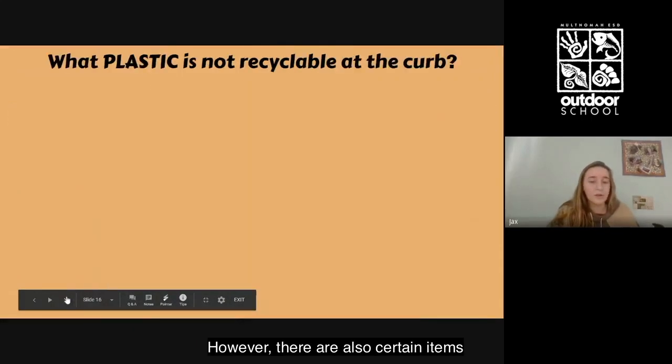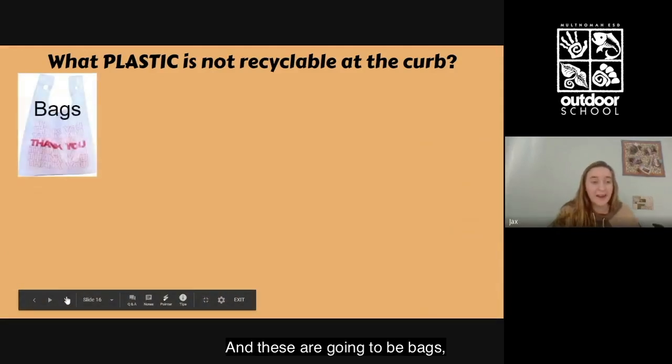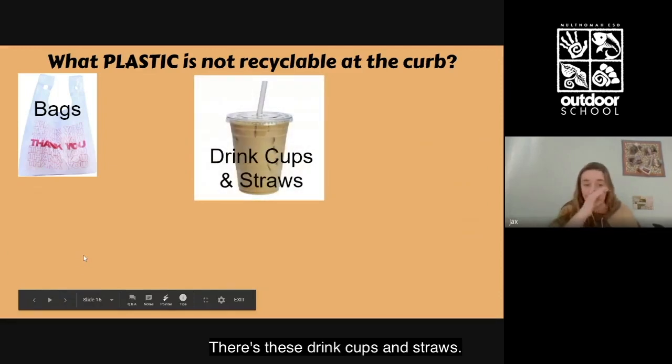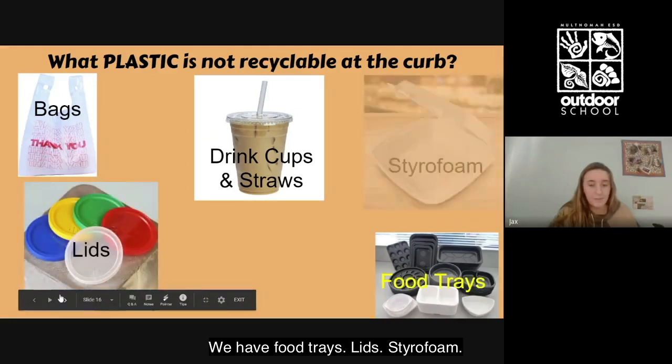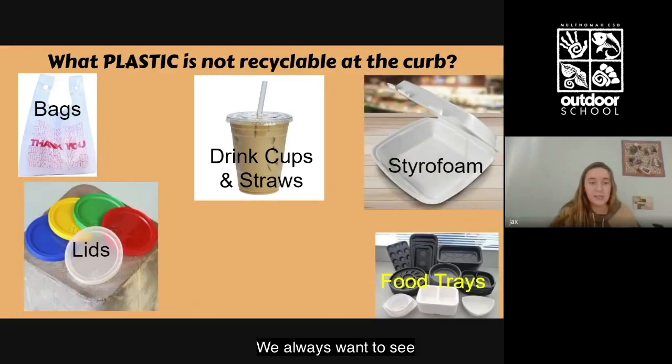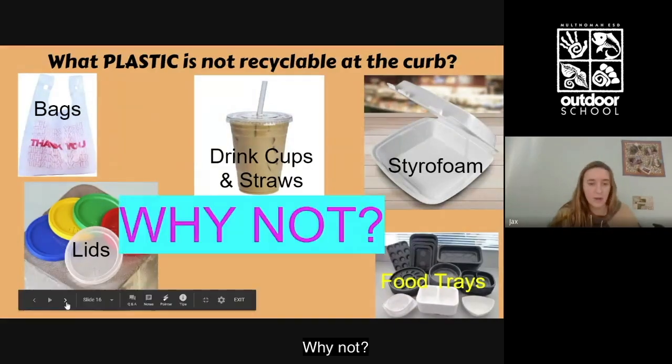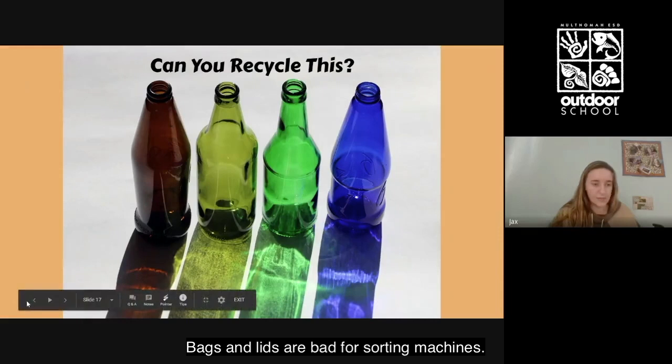However, there are also certain items that cannot be recycled at the curb. These are going to be bags, like plastic baggies, but you can always return them to the grocery store or reuse them when you go to the grocery store. There are also lids, drink cups and straws, food trays, lids, and styrofoam. So we always want to see, before we get rid of any of these supplies, if there's any way that we can think of reusing them.